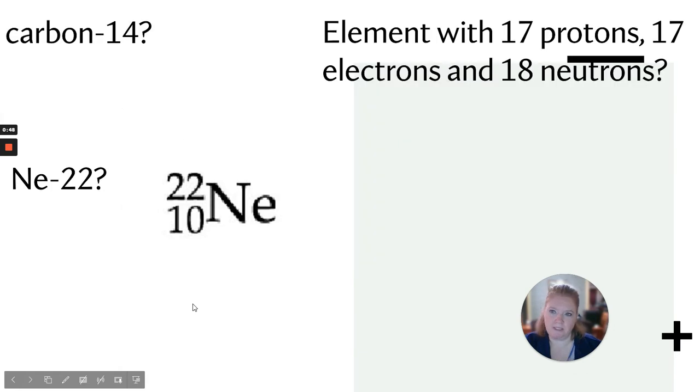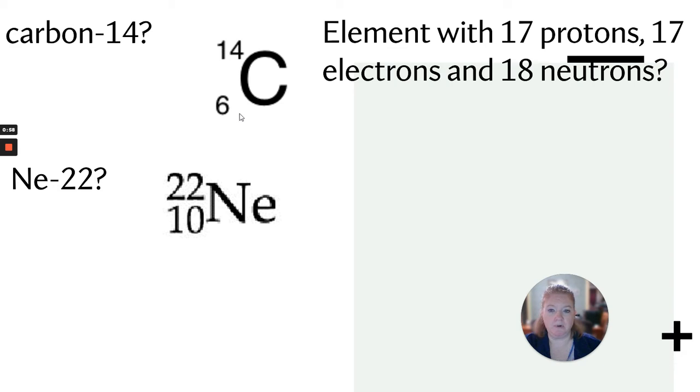Okay, so let's look. Carbon 14. How would I write its isotope notation? Well, carbon's atomic number is 6. The mass number 14 came from right here, this 14, so it would look like this. Neon 22, I already have the symbol. I would have to look up on the periodic table and see that it has 10 protons, and it would look like this.